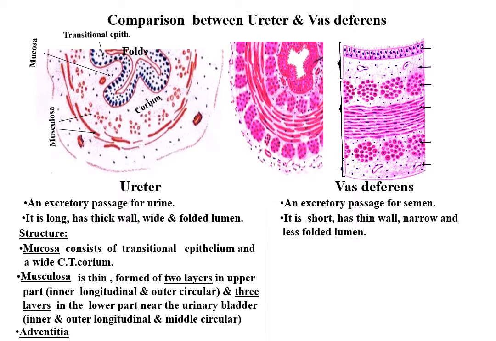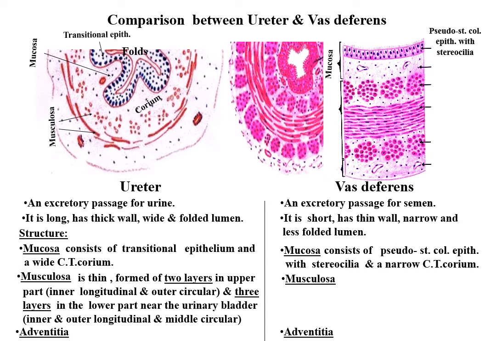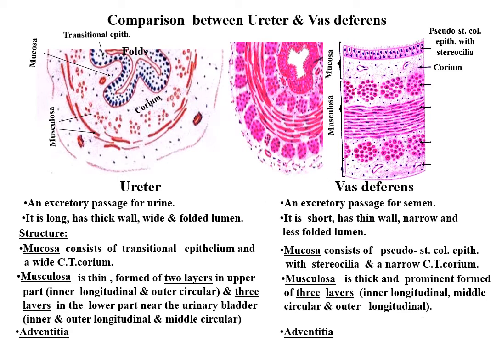Vas deferens, on the other hand, is composed of mucosa, musculosa, and adventitia. Mucosa consists of pseudostratified columnar epithelium with stereocilia and a narrow connective tissue corium. Musculosa is very thick and prominent, formed of three layers, inner and outer longitudinal and middle circular. Then adventitia of loose connective tissue.